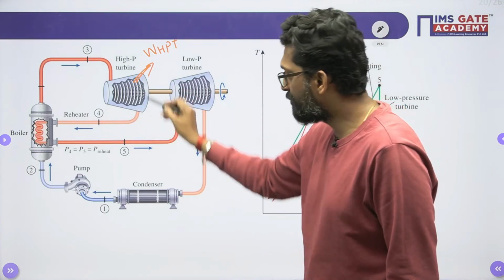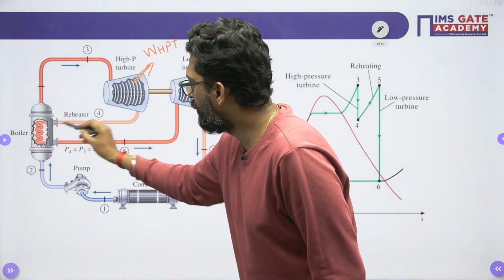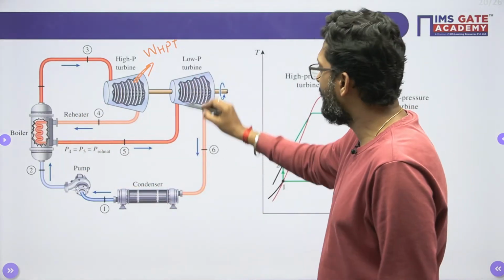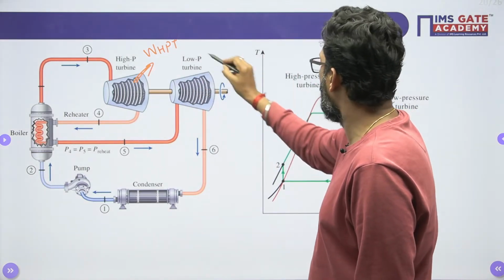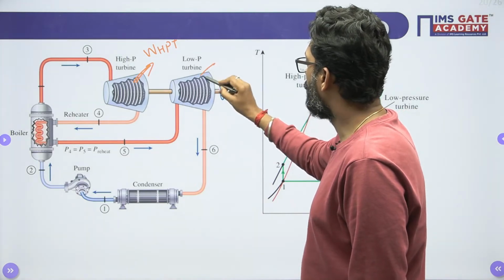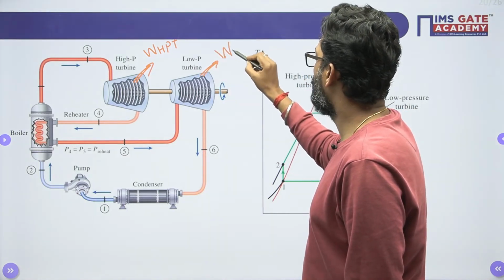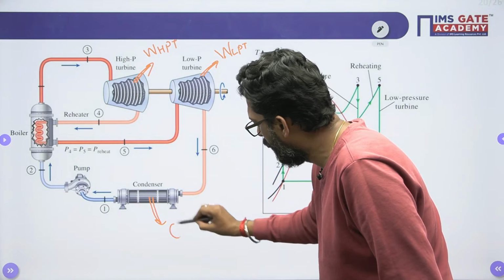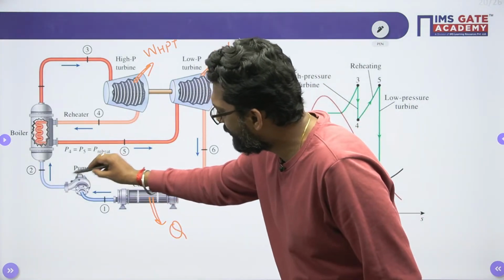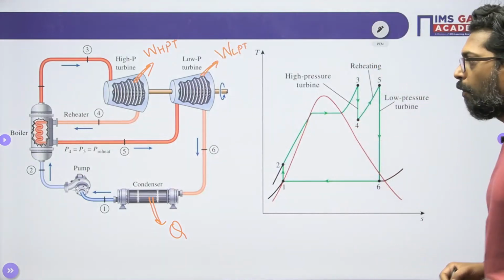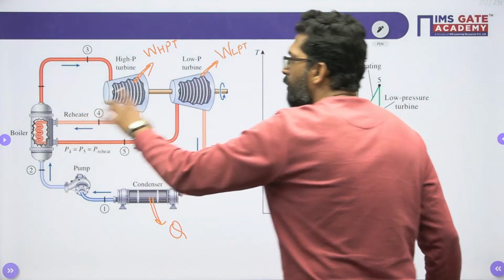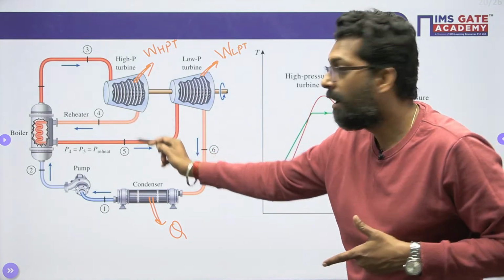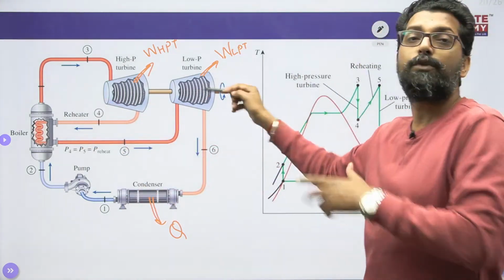And then the steam again goes to the reheater. So this is your reheater. It will again heat and come out to enter the low pressure turbine. This is your low pressure turbine, in which the work is output. That means work output from the low pressure turbine. Now it will go to the condenser. From that condenser, heat is lost, and then again it is pumped to the boiler. So what is the function of reheat? After the expansion in the first high pressure turbine, you have to heat again, and again enter the low pressure turbine.